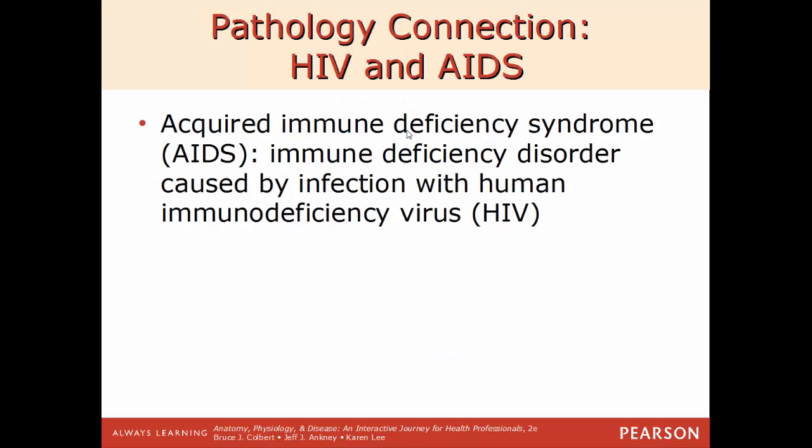All right, now we'll talk about pathology connection, HIV and AIDS. AIDS, acquired immune deficiency syndrome. Now, AIDS is the disorder, the actual syndrome that's caused by HIV. HIV is a virus, the human immunodeficiency virus. So there are not two diseases. One is a virus that causes the disease AIDS.